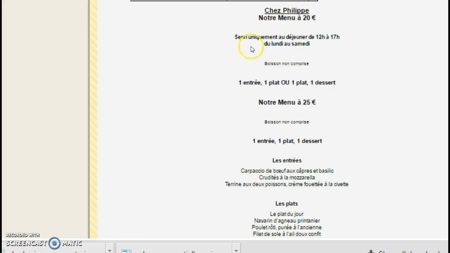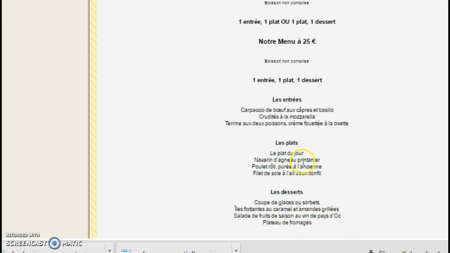So for 20 euro, you get une entrée, an appetizer, and a plat, a main dish, or a main dish and a dessert. Now there's a 25 euro menu. Still no drink included, but you get une entrée, so the appetizer, the main dish, and the dessert.